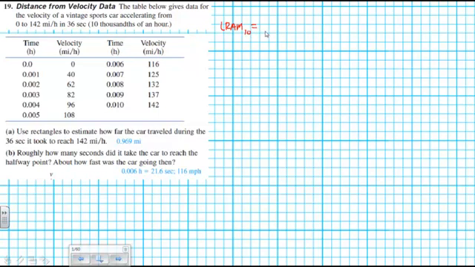The first rectangle in the LRAM is going to have a width of 0.001, and its height, because I'm using LRAM, we're always going to be using the first of the two numbers. It's going to have a height of 0.